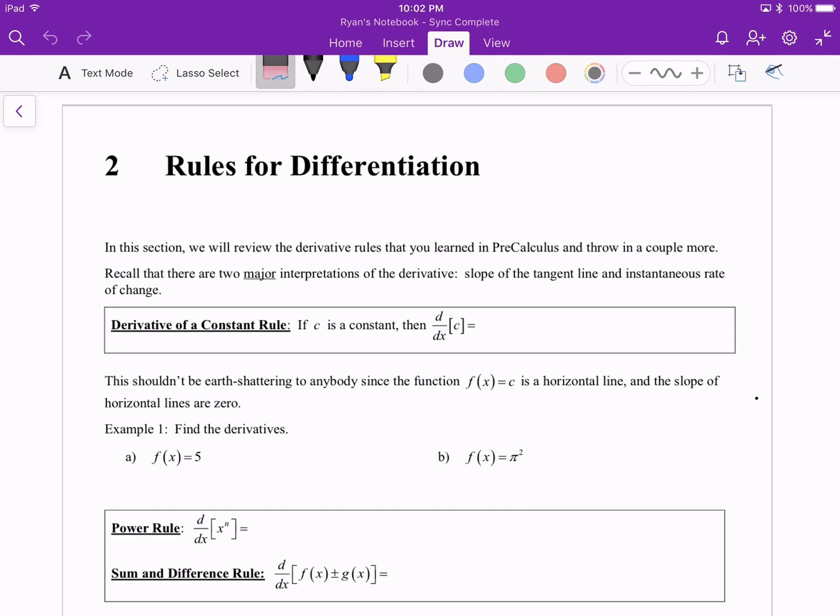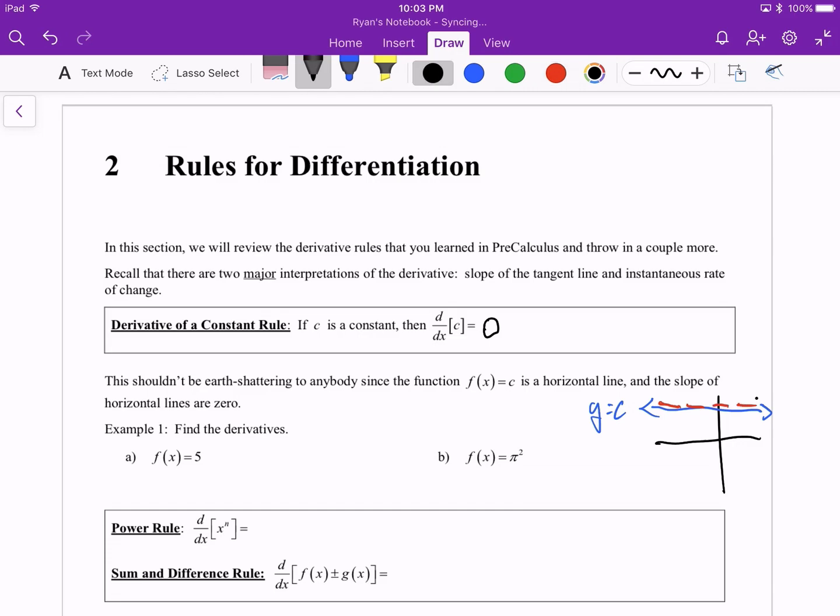So if c is any constant, then the derivative with respect to x of that constant c is just equal to 0. And so that really shouldn't be earth-shattering to anybody because remember, one of the major interpretations of the derivative is slope of a tangent line. So if I were to graph a horizontal line, say right here at y equals c, then the slope of that line is 0. And remember, if the derivative means slope of the tangent line, then all of the tangent lines to this function have a slope of 0.